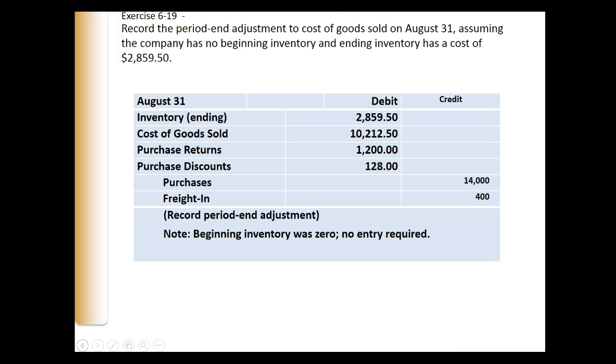Record the period end adjustments to cost of goods sold, assuming the company has no beginning inventory and ending inventory has a cost of $2,859.50. So we'll debit our ending inventory, $2,859.50. We'll debit our cost of goods sold of $10,212.50. We'll debit our purchase returns of $1,200, and we'll debit our purchase discounts of $128. We'll credit our purchases of $14,000 and credit our freight in of $400. So basically what this does is it creates our period end adjustments.